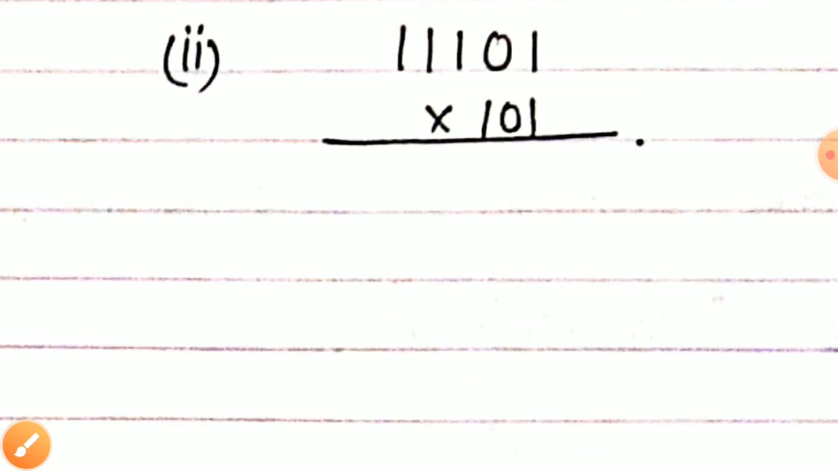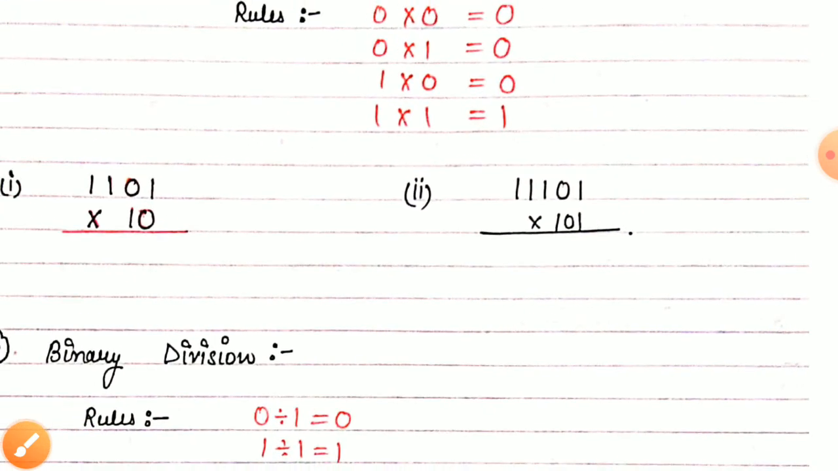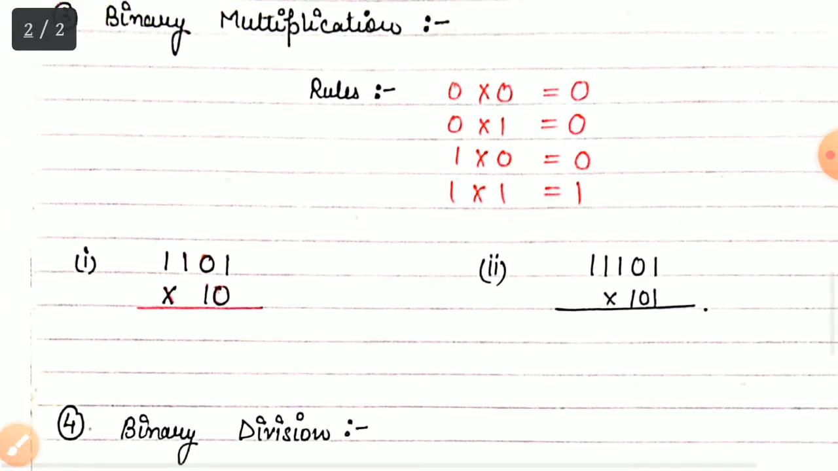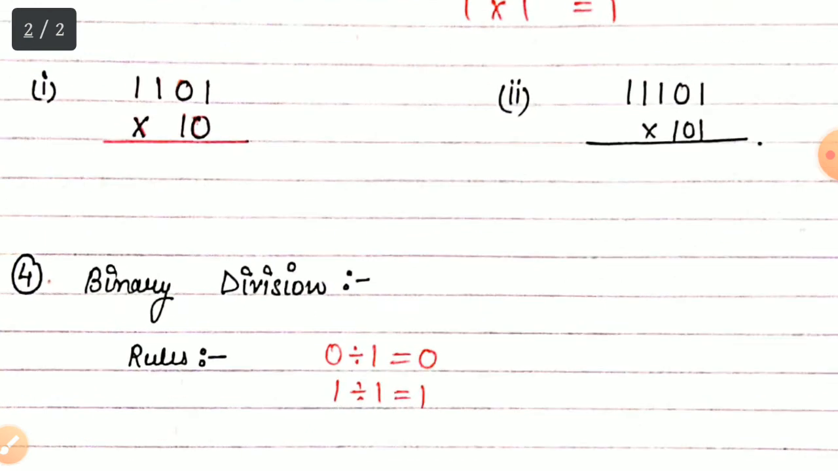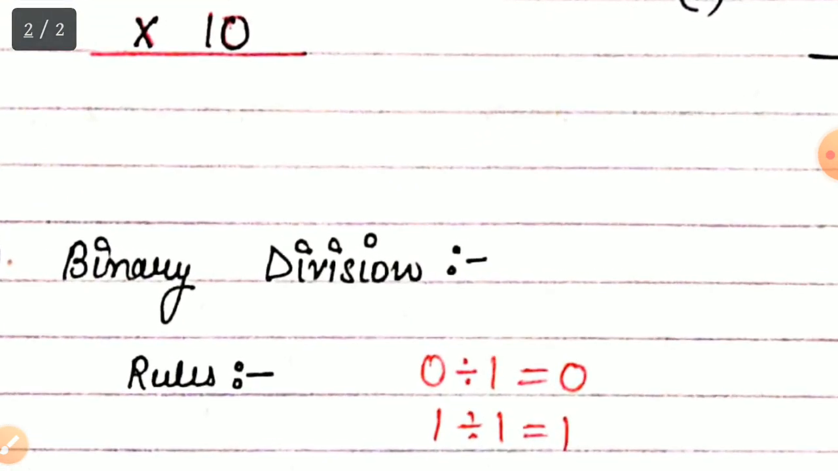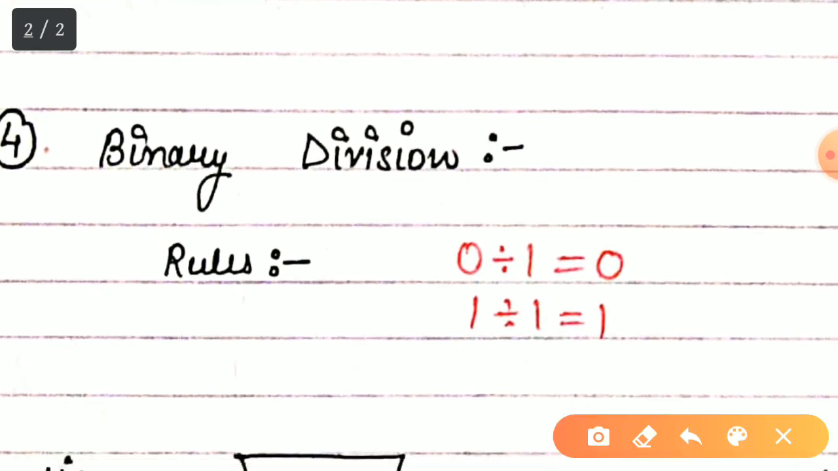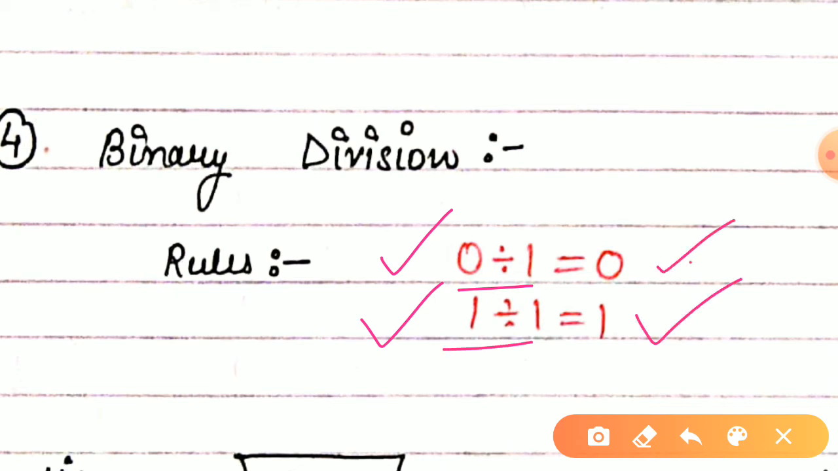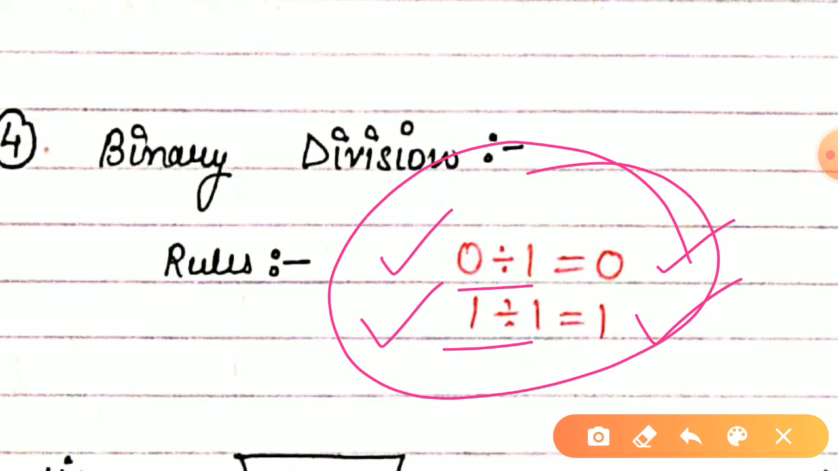Now we have completed our addition, subtraction and multiplication. The last binary arithmetic is your binary division. We have rules for binary division as well, so let us see them first. Only two rules we have for division: 0 divided by 1 is 0, and 1 divided by 1 is 1. Only these two rules you have to follow throughout your division portion.